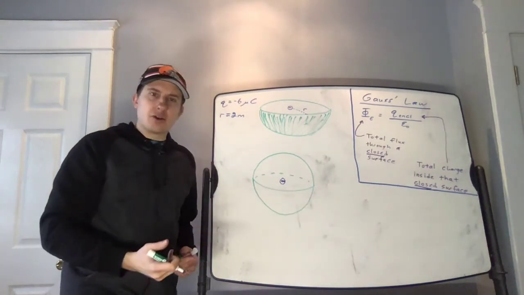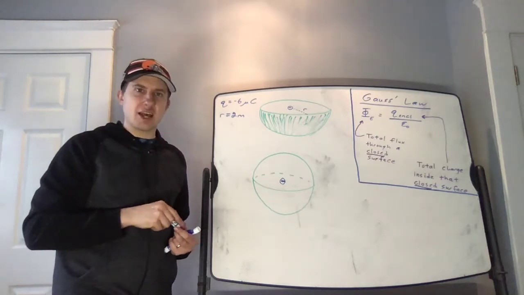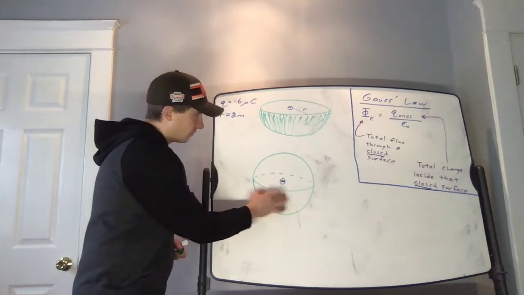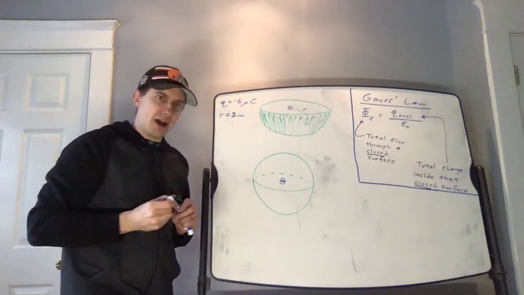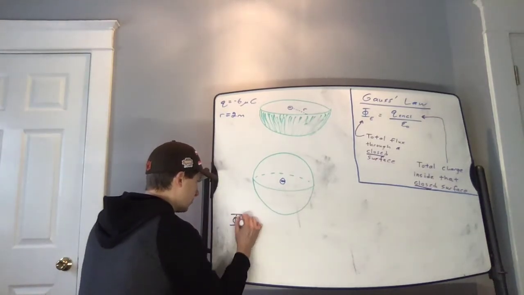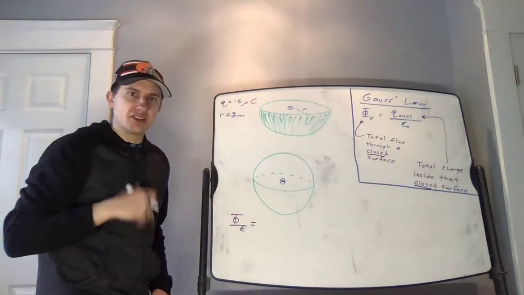And this sphere is a closed surface. There is a notion of inside the sphere versus outside. So I can use Gauss's law to determine the total flux through the sphere. If I do that, I would say the total electric flux through the sphere is going to be equal to the total charge inside the sphere.